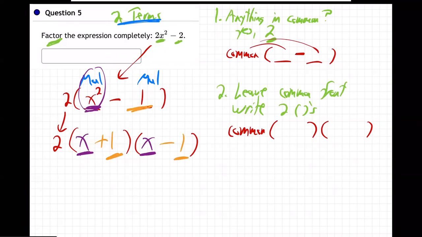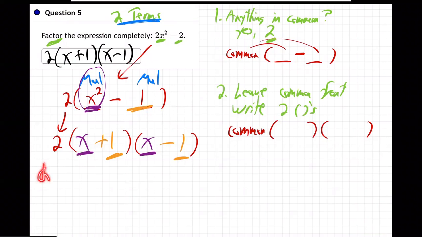That's the answer. Let me write that in up here. That is our answer. It's 2 times (x plus 1) times (x minus 1). You can switch the order. You can put the minus 1 first and the plus 1. The order doesn't matter. That's it.